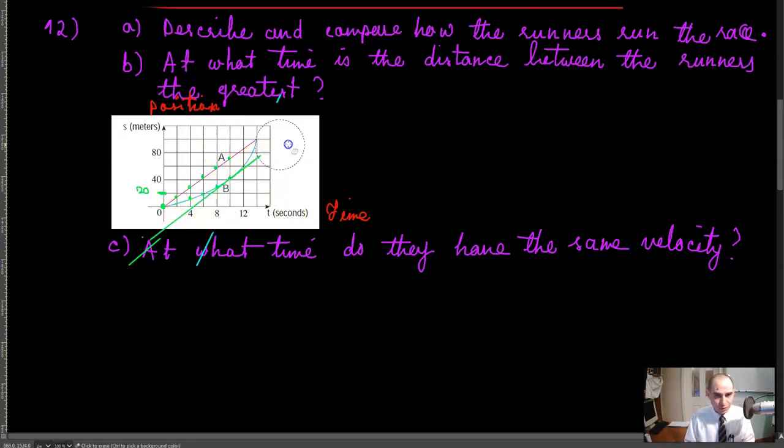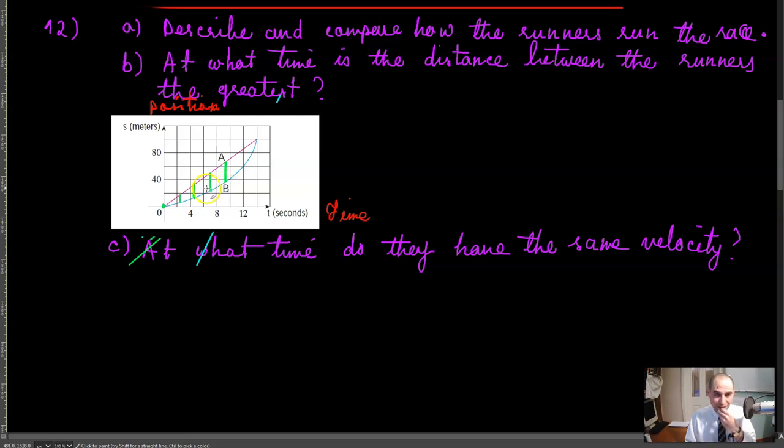Okay, so now the second part of this is at what time is the distance between the runners the greatest. So you can see that at this point, they are at the exact same point at zero meters, meaning that they are at the start point, which means that the distance between them is zero. And then as they move, as time goes on, this distance is increasing, meaning first you have this distance, then you have this distance, and then you have this distance. Somewhere over here, the distance seems to be the greatest.